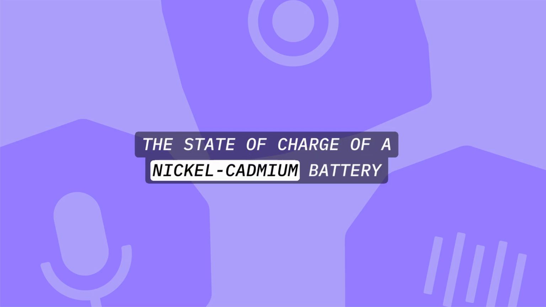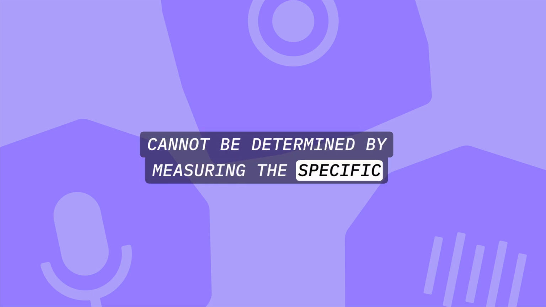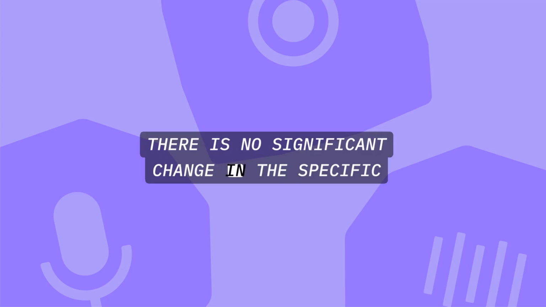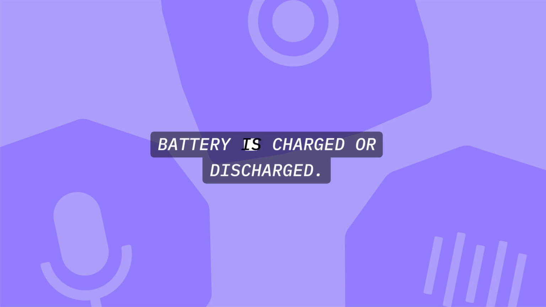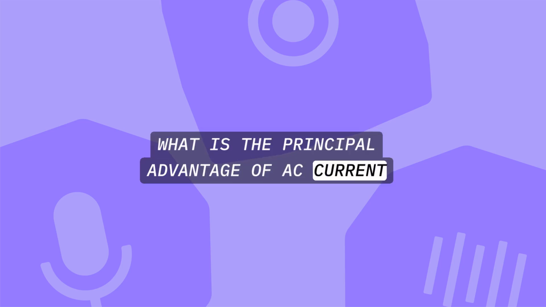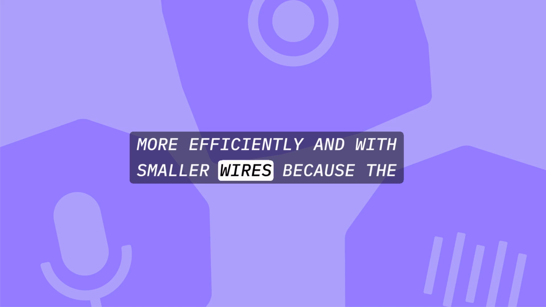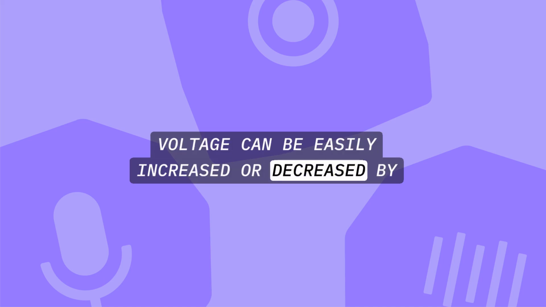The state of charge of a nickel-cadmium battery cannot be determined by measuring the specific gravity of the electrolyte. For what reason? There is no significant change in the specific gravity of the electrolyte as the battery is charged or discharged. What is the principal advantage of AC current over DC current? Power can be transmitted over longer distances more efficiently and with smaller wires because the voltage can be easily increased or decreased by transformers.